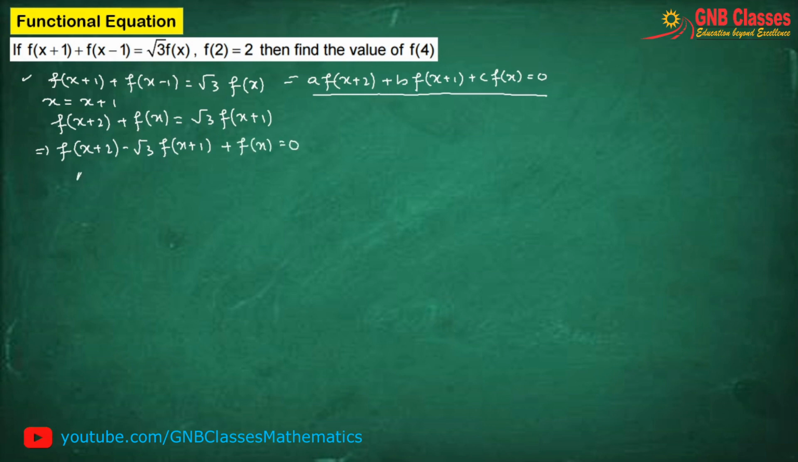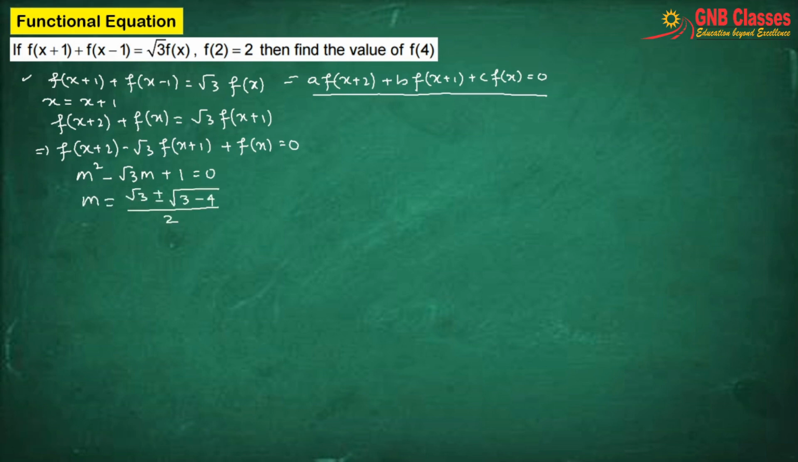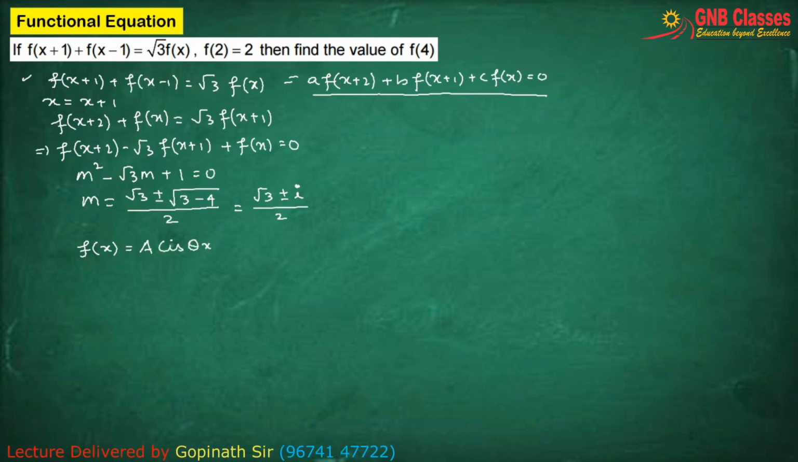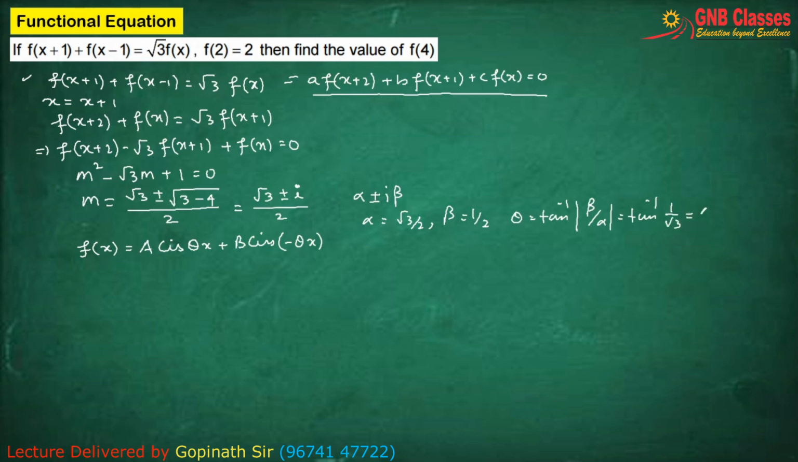Therefore, our quadratic equation becomes, is this clear? Now let me solve it by Sridhar Acharya's method. So we are getting m is equal to, is this clear? The function can be written as, can you remember it? A cos theta x plus B sin theta x, right? Here you see it is in the form of alpha plus minus i beta, right? Here alpha is root 3 by 2 and beta is half. Therefore your theta is nothing but tan inverse of mod beta by alpha, that gives you tan inverse 1 by root 3, which is nothing but pi by 6.